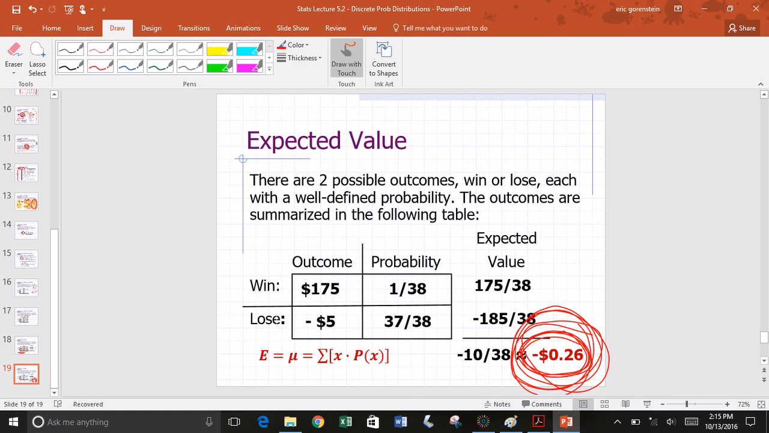Okay, so that about does it for the general topic of discrete probability distributions. I'll get into more specific cases in the next set of notes.